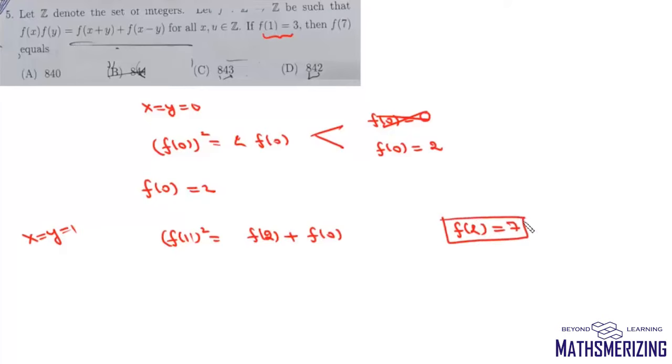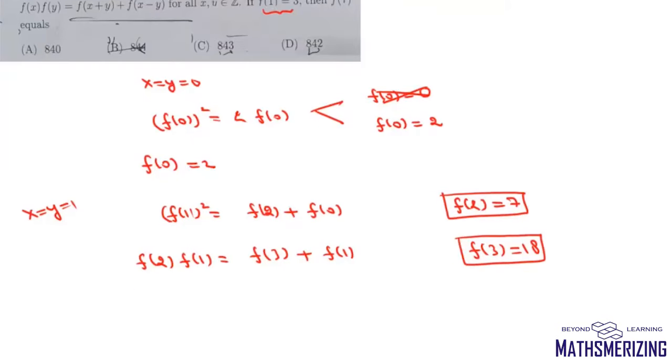Now using f(1) and f(2), we'll find the value of f(3). Now we'll put x as 2 and y as 1. So it will be f(2) into f(1), and it will be equal to f(3) plus f(1). Now f(2) is 7, f(1) is 3, so it will be 21. 21 minus 3 will be 18. So the value of f(3) will be simply 18.